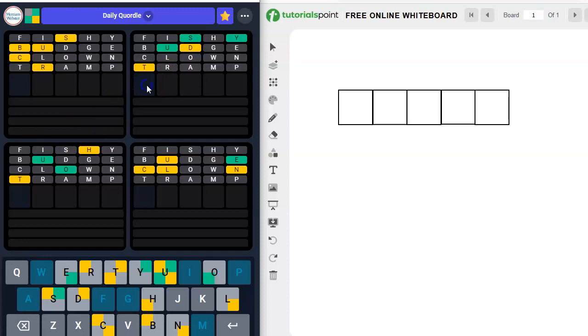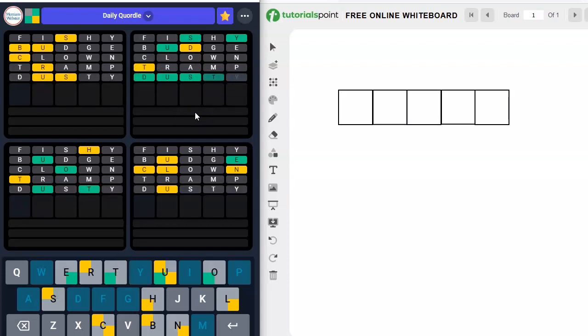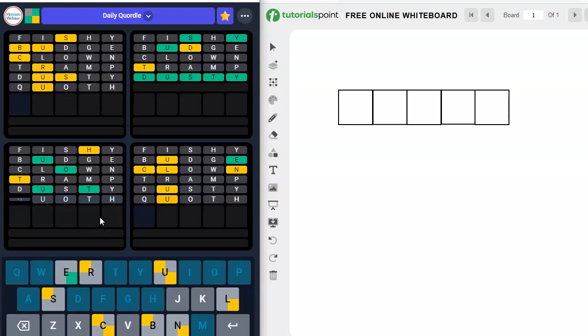And let's look at this. This is dusty, right? Has to be, because the T doesn't go there. So the T has to go there. That was a gimme. And then look at this. T doesn't go there. So an H has to. Oh, no, it doesn't. Quoth. A Q goes there, U, O, T goes there, H goes there. Quoth. Ha ha. Tricky one, that one. Always when it's a Q, it's a bit tricky.